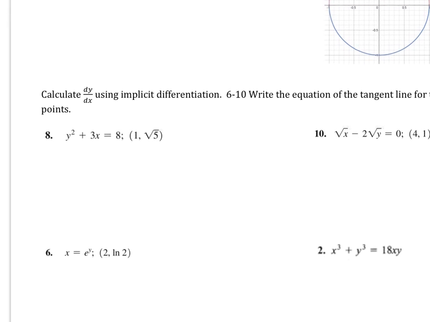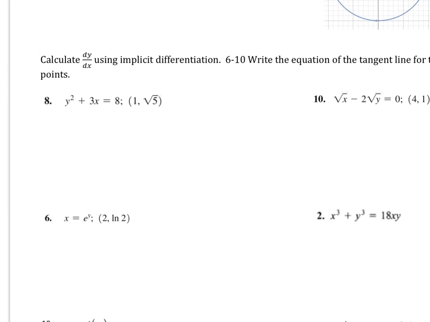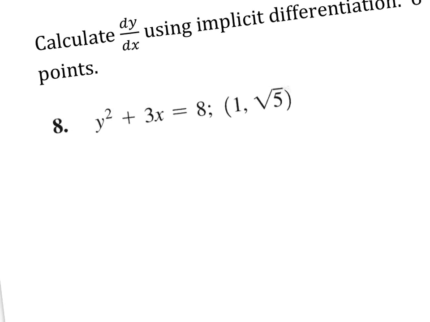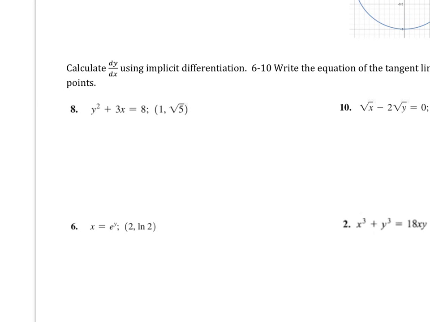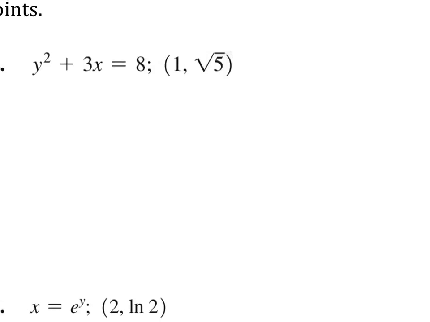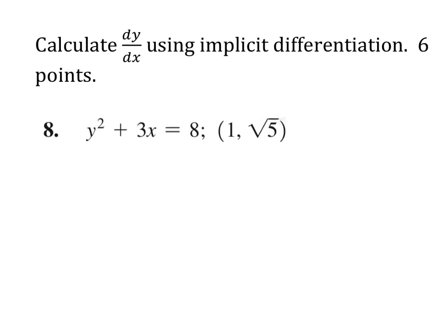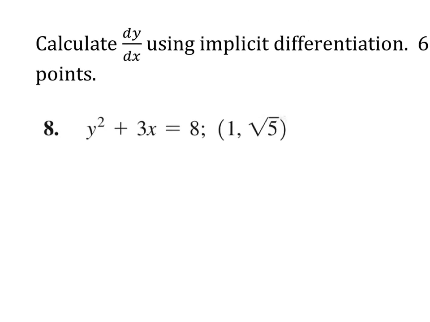Okay, the following is a continuation of the 3.8 notes, and what I want to do is focus on question number 8 real quick. What this is asking us to do is to first calculate dy/dx using implicit differentiation, okay? And then we want to use the point given to us to write the equation of the tangent line.